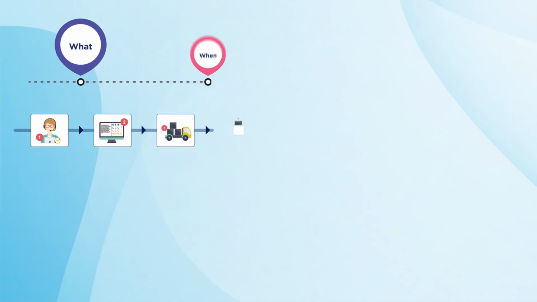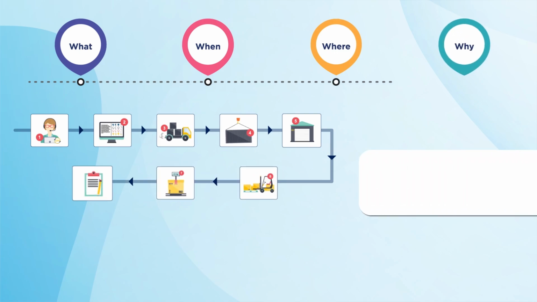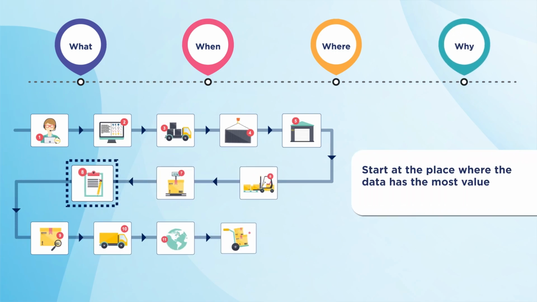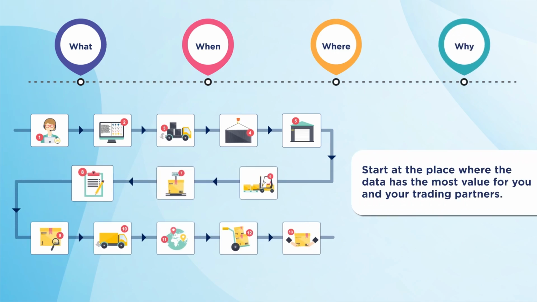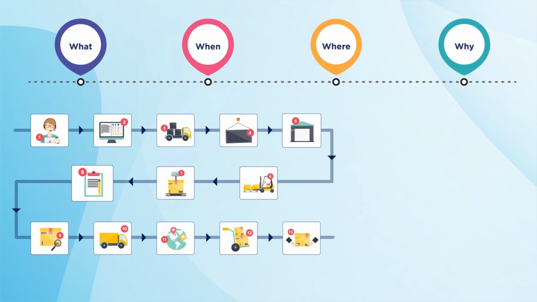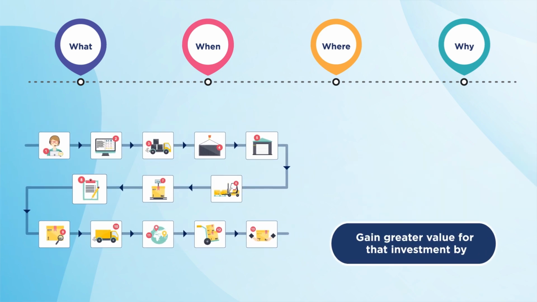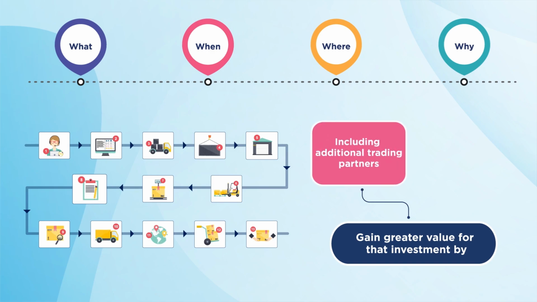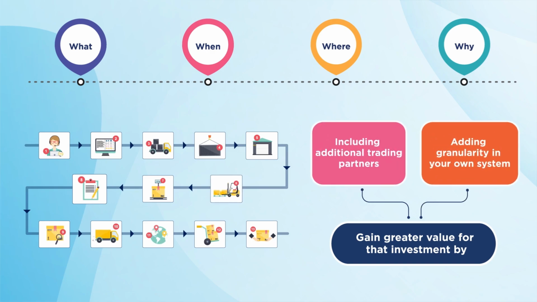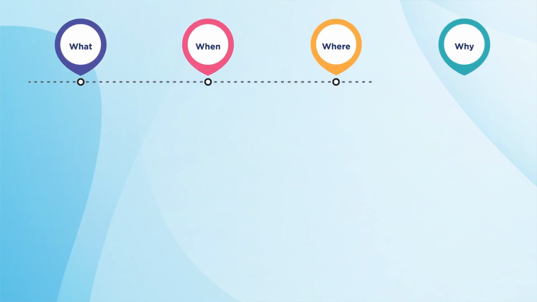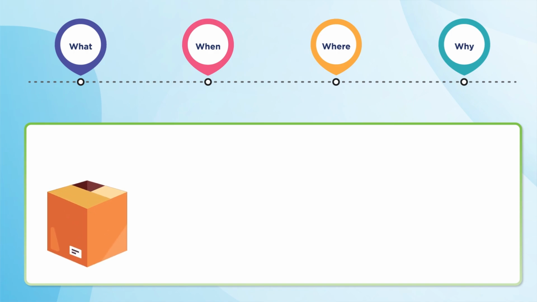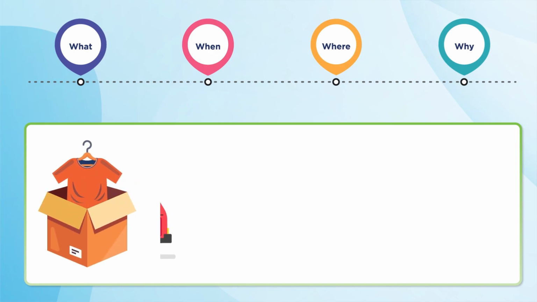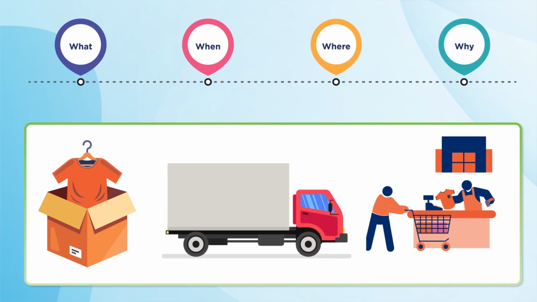When deciding which business events to capture, start at the place where the data has the most value for you and your trading partners. Once you have the framework in place, you can gain greater value for that investment by including additional trading partners or by adding granularity in your own system. Now that we have learned about the dimensions of an EPCIS event, let's see them in action by following the journey of a t-shirt as it travels through the supply chain from the factory to the consumer.